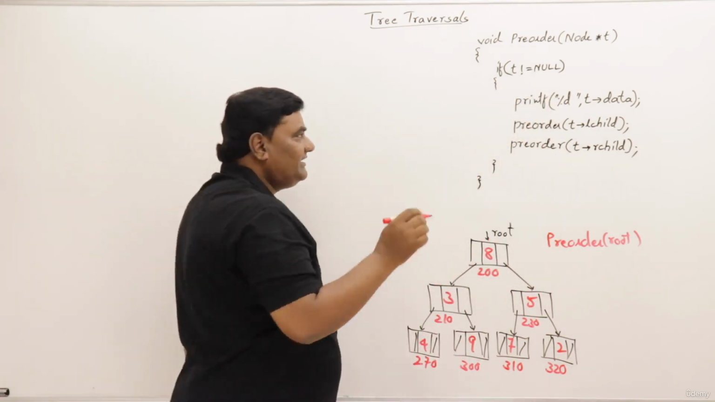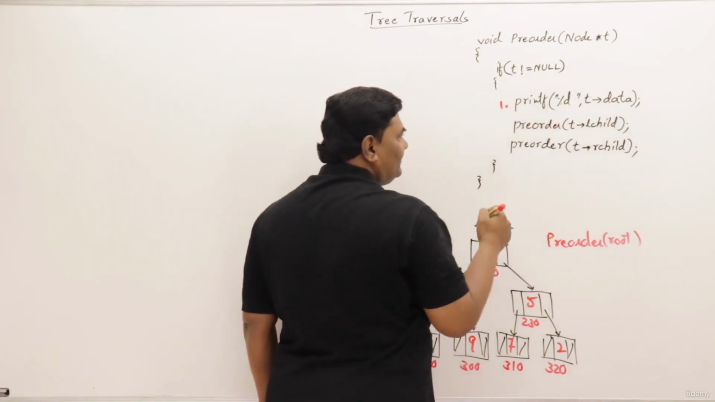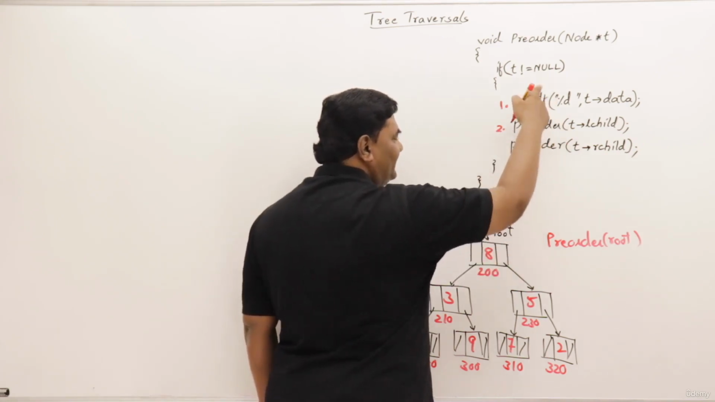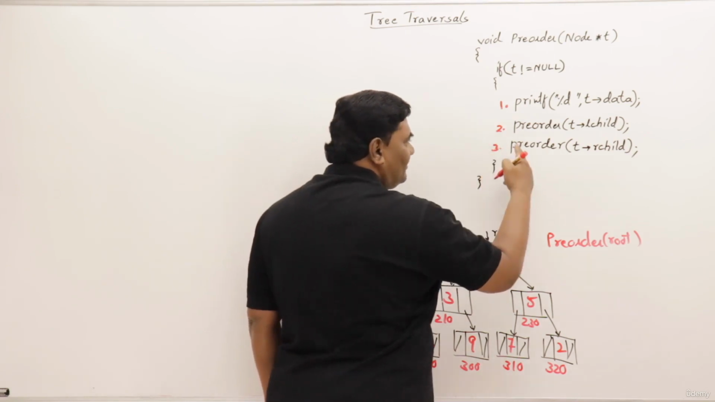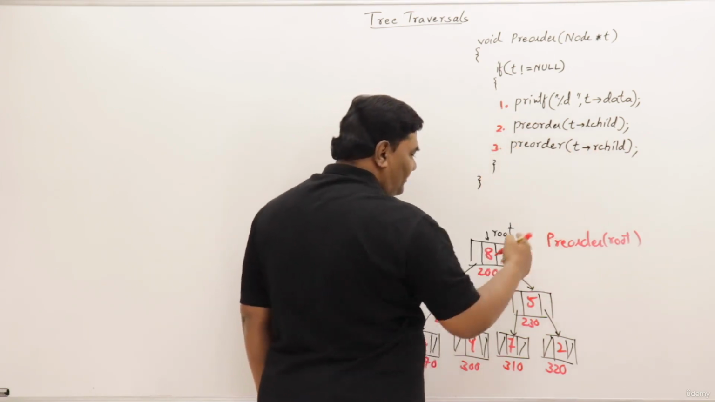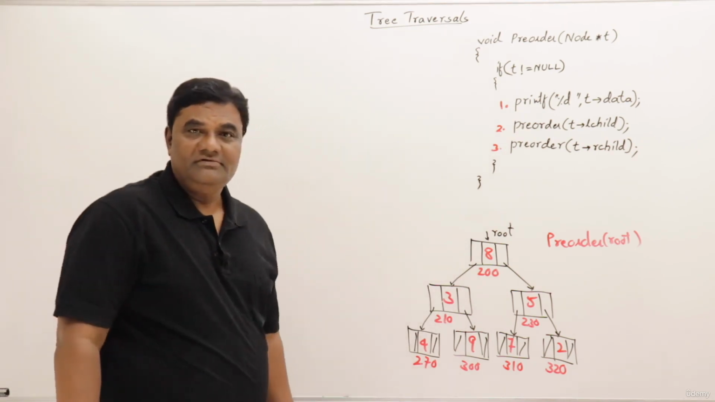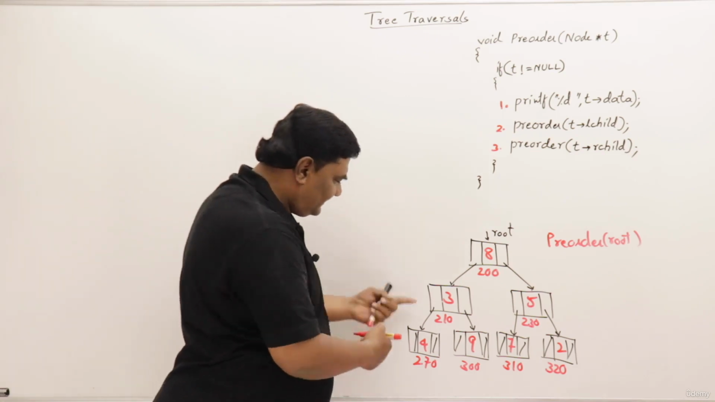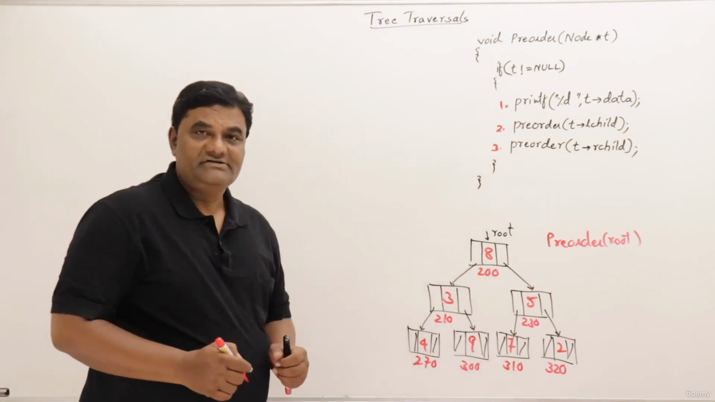If there is some node, then it will perform 3 steps. Print the data from that node. Second step, call itself recursively upon left child. Third step, call itself recursively upon right child. So these are the 3 steps it will perform. As it is recursive, it will call itself again and again until entire tree is traversed in pre-order traversal.